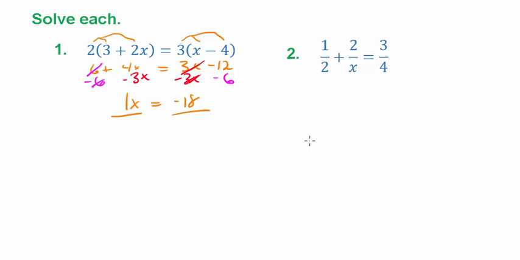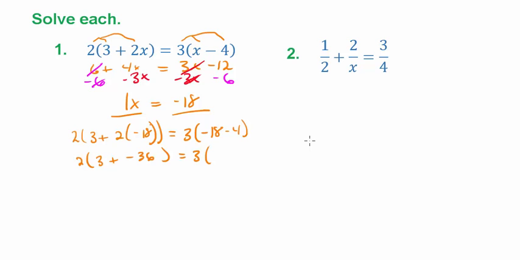So for example, we have 2 times 3 plus 2 times negative 18 is equal to 3 times negative 18 minus 4. We then have 2 times 3 plus negative 36 is equal to 3 times negative 22.